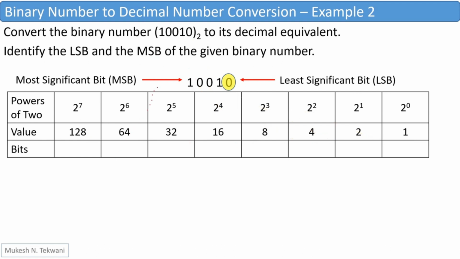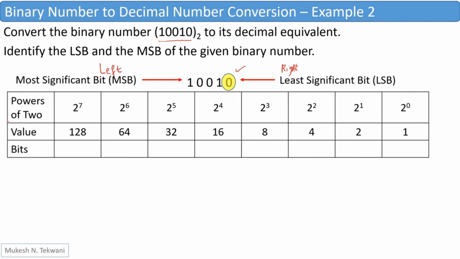Let us take the next example where we are to convert the binary number 10010 to its decimal equivalent. Again, the steps will be similar. First, we identify the least significant bit. So in 10010, the bit which is at the extreme right is the least significant bit, and we have the most significant bit, that is the bit at the left. So we have identified the bits.